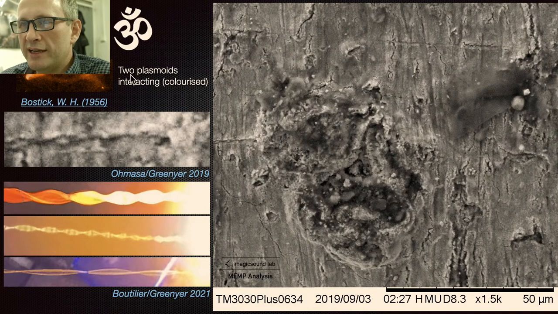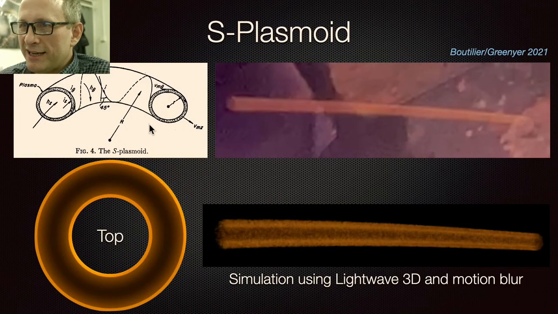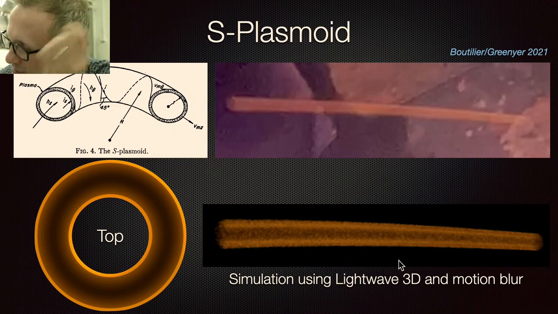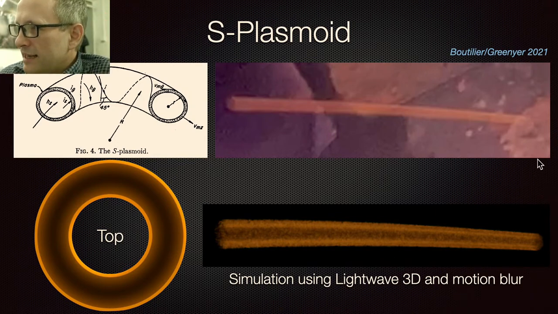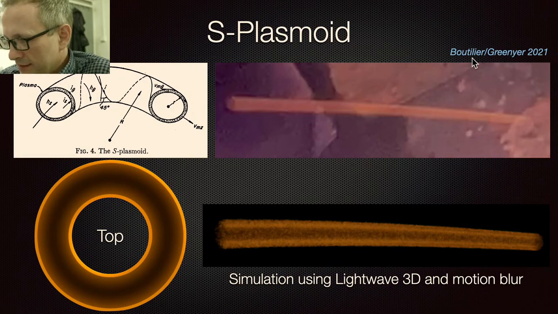I've colorized this. It was just black and white in his paper. But if you have two interacting plasmoids with certain parameters, they will orbit around each other in the environment, if the environment is right. In different environments, the structure, which is like a double-layered torus, if you look from the top, you see this. And I took this structure and moved it in the 3D software, Lightwave 3D, with some motion blur with a few thousand interframe frames. And it produces a track like this, and this is the track from a straight plasmoid moving in the Boutillier experiment in Canada. And so there's the stuff.